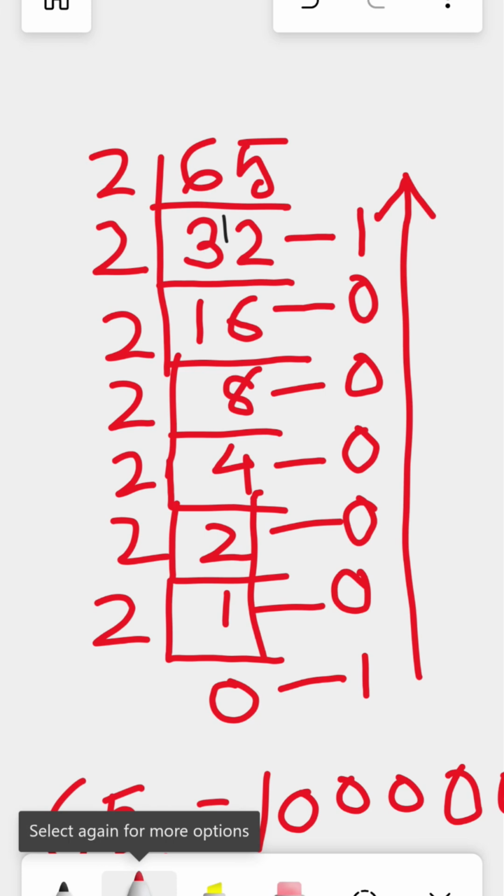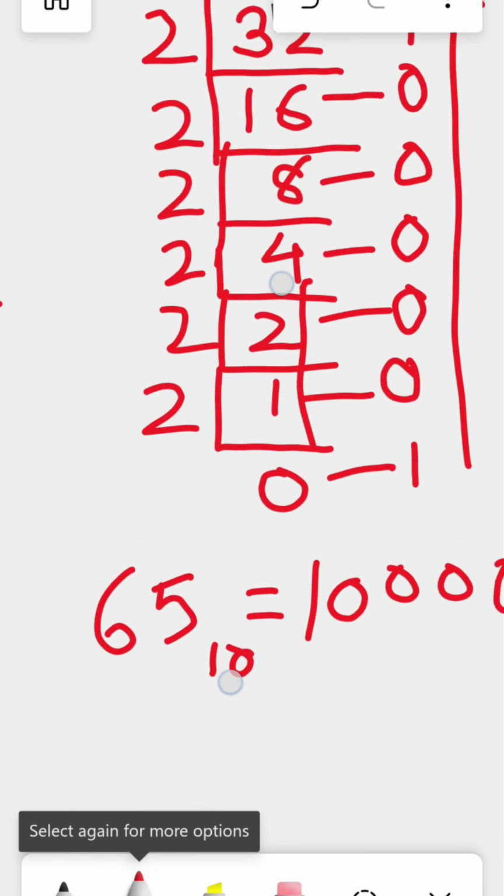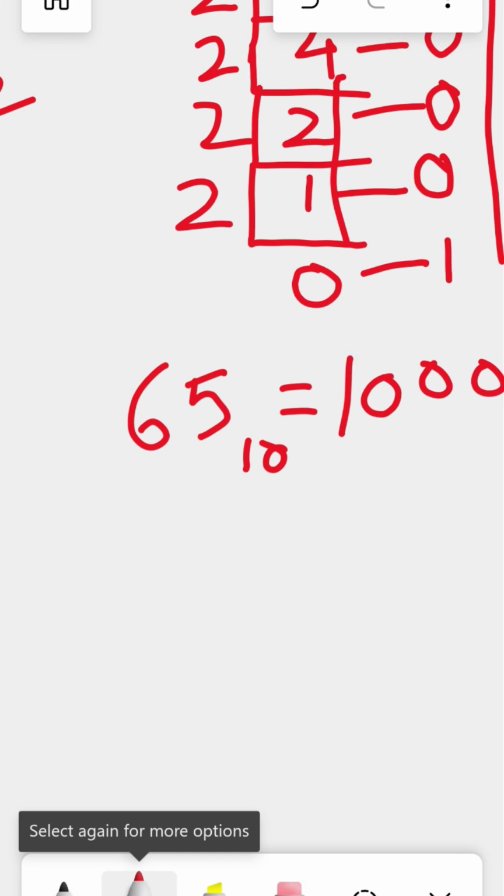That way we will continue until we get 0. After getting 0, we will stop. So this is how we can do it. We will do one more sum.